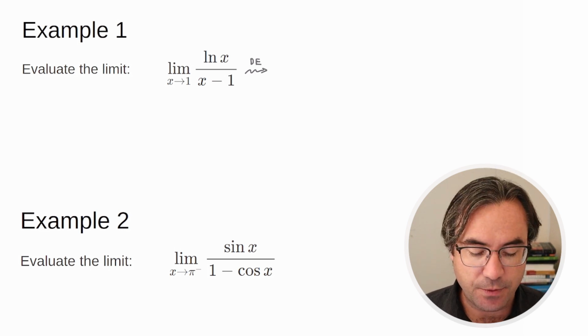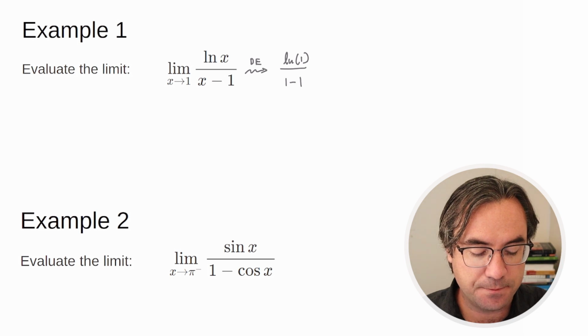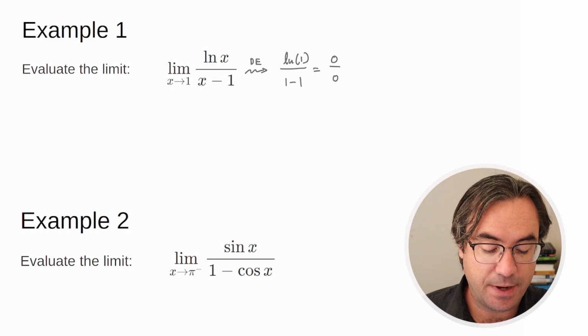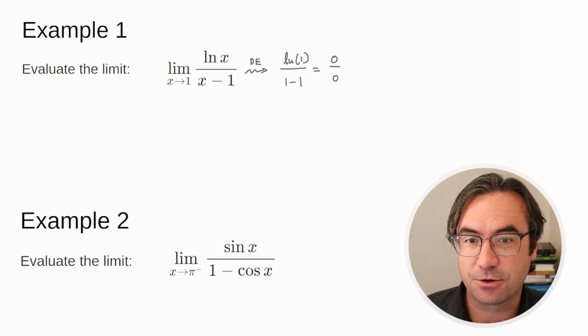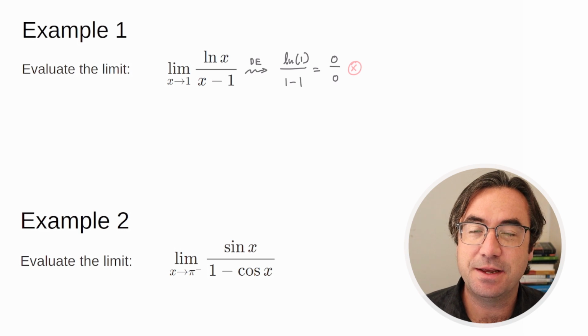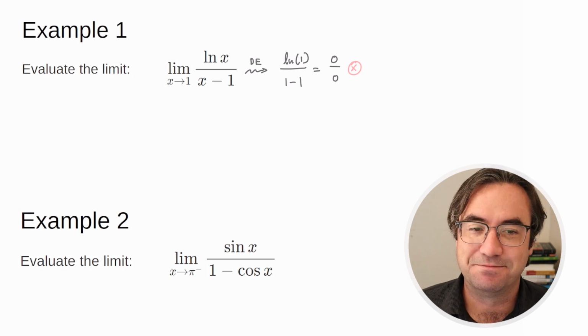So if we try direct evaluation, we get natural log 1 over 1 minus 1. Natural log of 1 is 0, and 1 minus 1 is 0. So that's no good. 0 over 0 is never the answer. That tells us that we have to stop there, but it tells us we can use L'Hopital's rule.